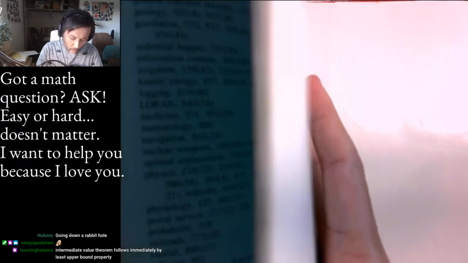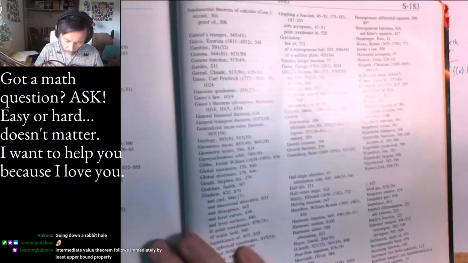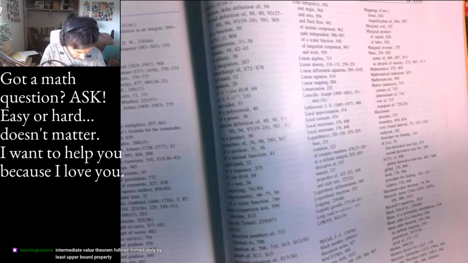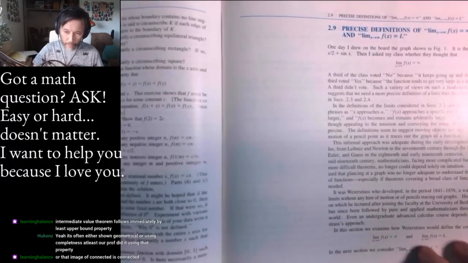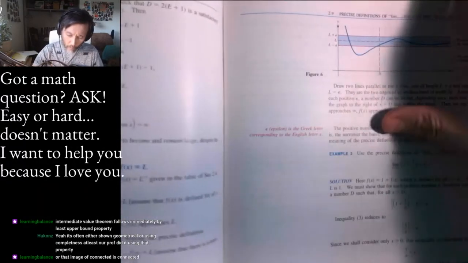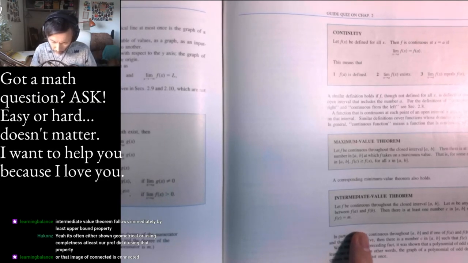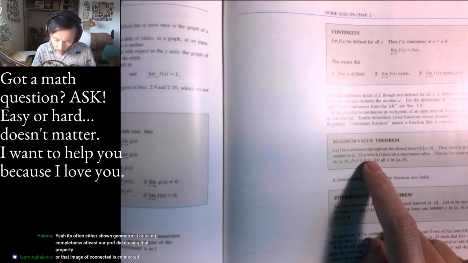I'm almost certain it doesn't prove the intermediate value theorem. Let's just look. Maybe it does. Index. Enter. Intermediate value theorem. 81 and 99 are the only references. Intermediate value theorem. Well, anyway.